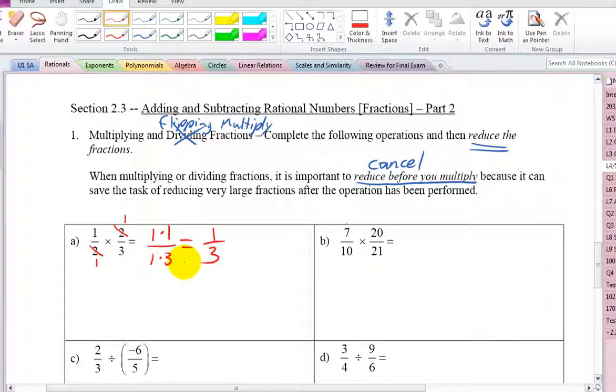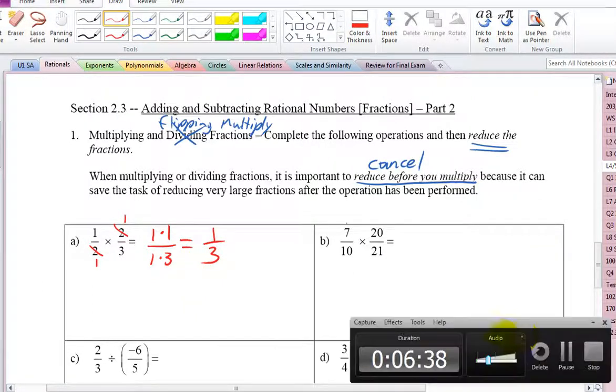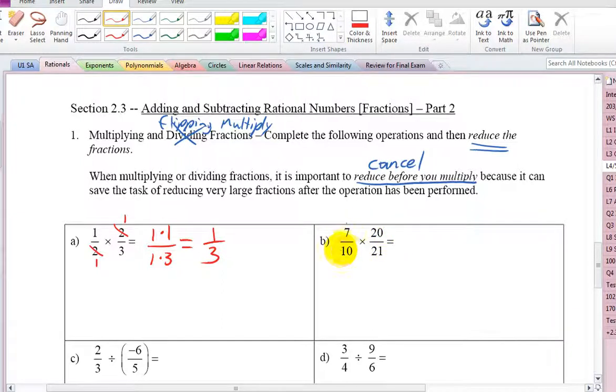Okay. Try B. Go for it. So the 10 and the 20, you can divide them both by 10 to get 1 and 2. And then the 7 and 21, divide them both by 7 to get 1 and 3. You get 1 times 2 on top, 1 times 3 on the bottom, 2/3. Okay. Now if you didn't cancel it, you would get 140 on top and 210 on the bottom. Okay. Not too bad yet because they're nice numbers, but it's a little more tedious. So always cancel first, otherwise you're going to end up needing your calculator very soon.